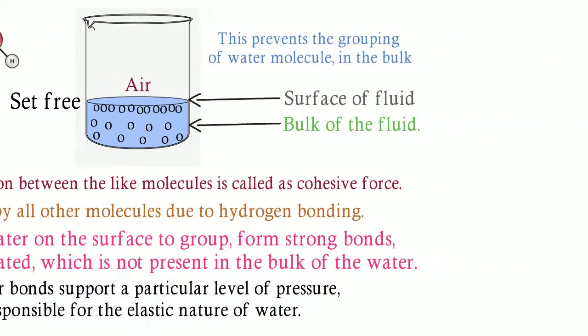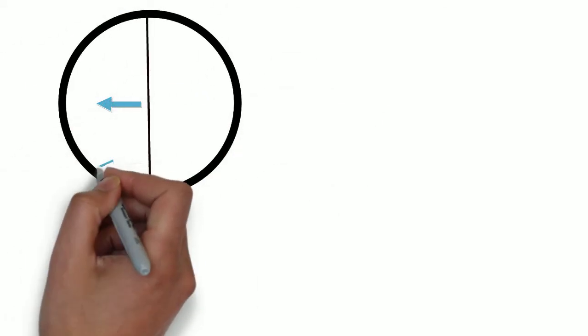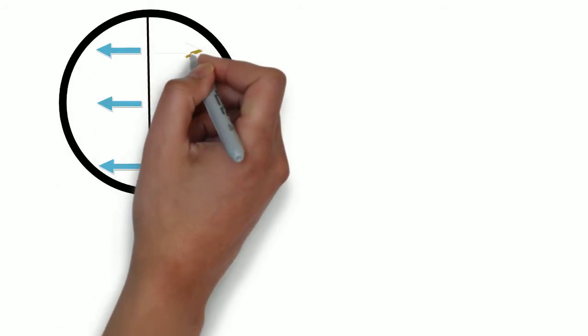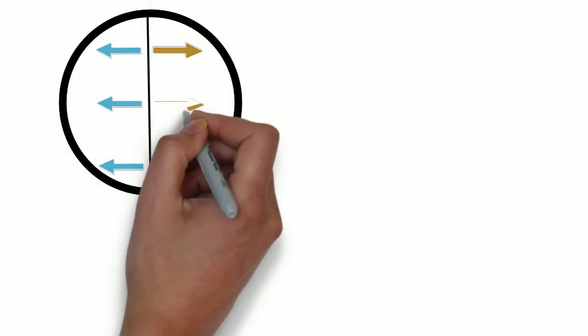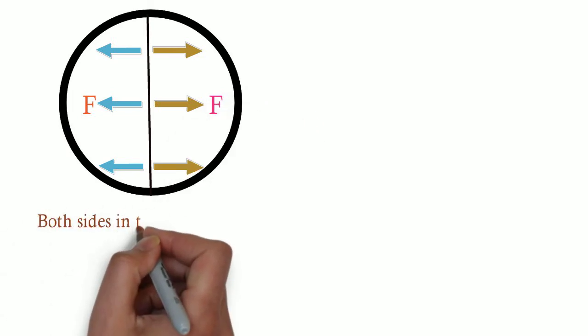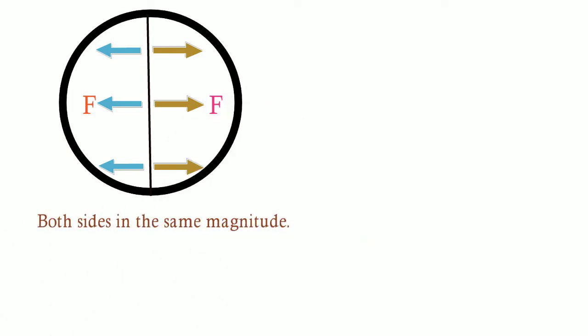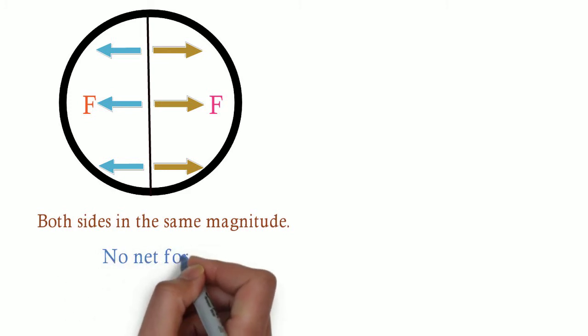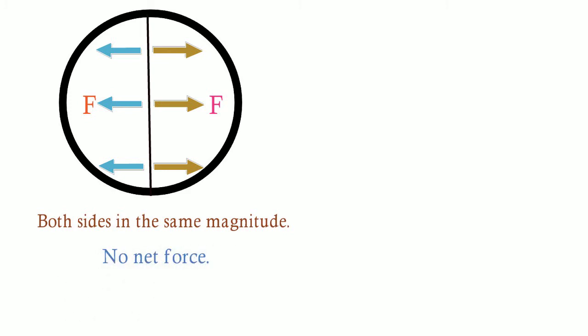Now, consider the surface of the water, and we can take a part of fluid and mark it like this. If we see the force acting on this part, there will be forces acting on both sides in the same magnitude, one on left, and another on right, so there will be no net force, and no movement of fluid.